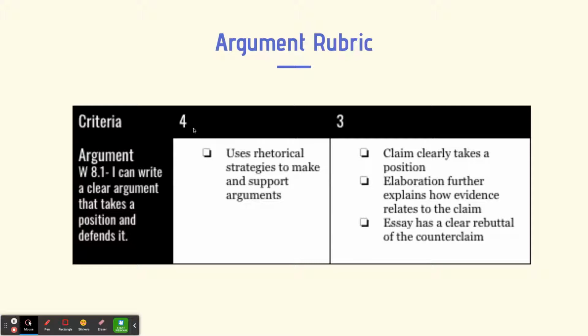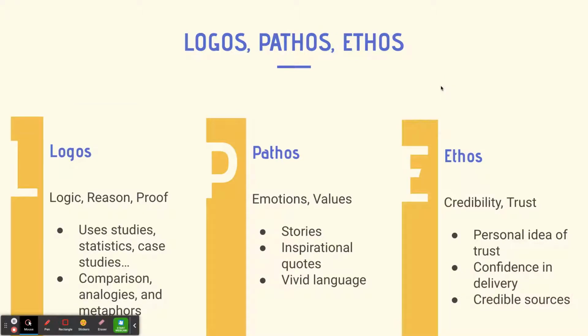So the 4 on this essay for argument is that you use rhetorical strategies to make and support arguments. So I'm going to explain what rhetorical strategies are. The ones that we're asking you to use in this essay are logos, pathos, and ethos. So those are Greek words, and they mean logic, emotions, and credibility.